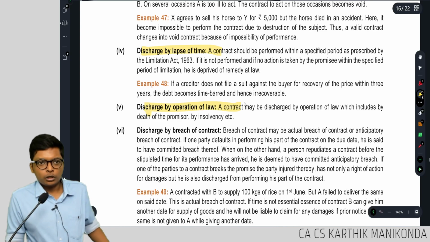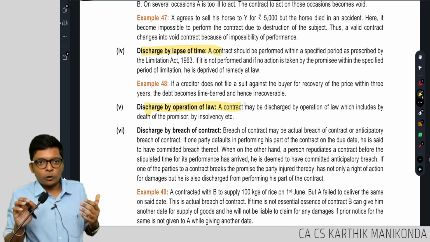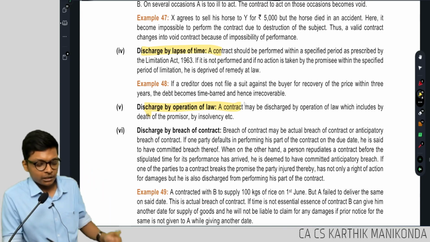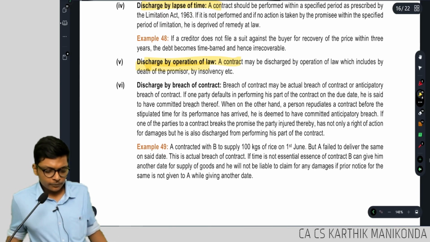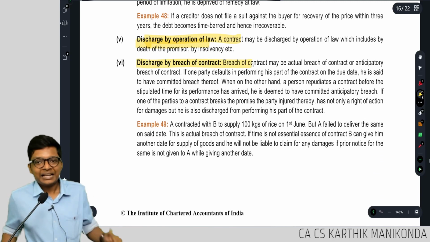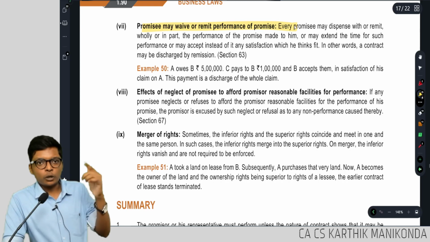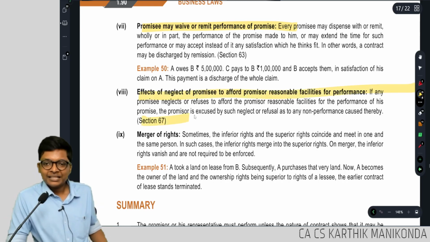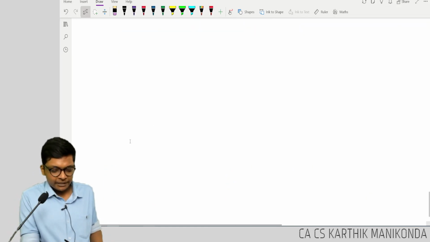Operation of law. ITC is selling tobacco products. Suddenly tomorrow the government tells that tobacco products are banned in India. ITC can't sell. So the contract is ending because of operation of law. Discharge by breach of contract. Breach can be actual or anticipatory. Promisee may waive or remit performance, what we just now saw. Effect of neglect, just the fan example. Last is merger of rights. That is the only point I'll explain.